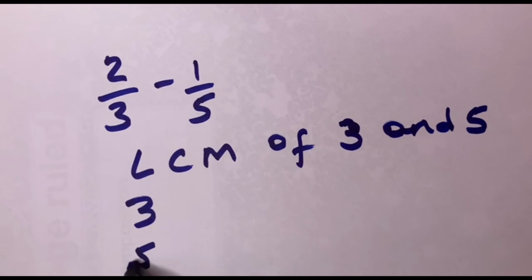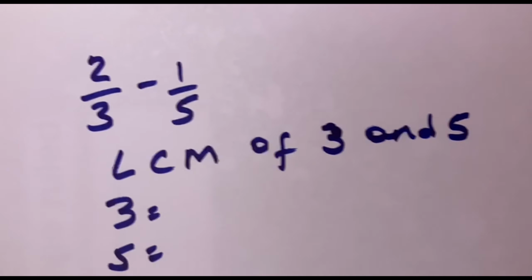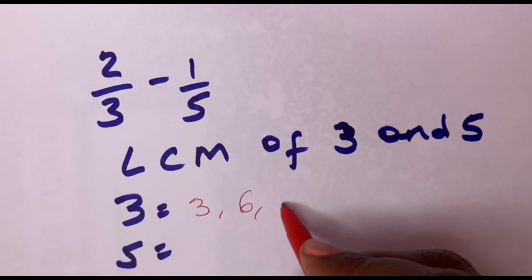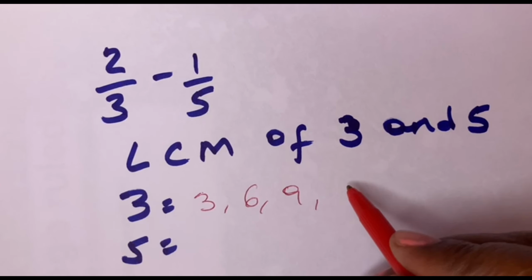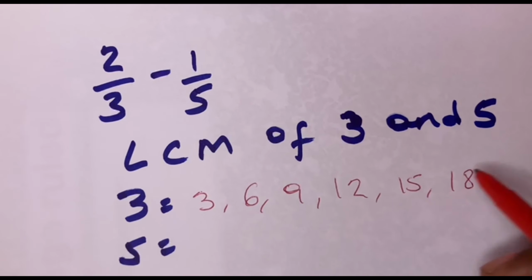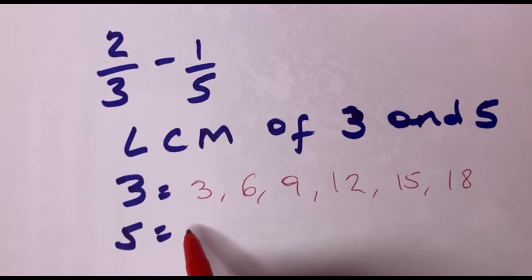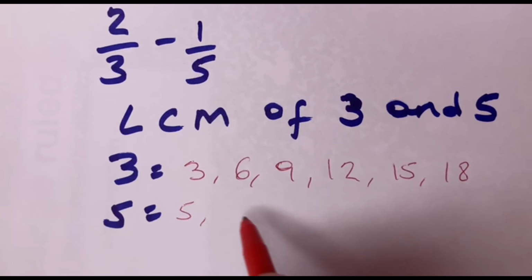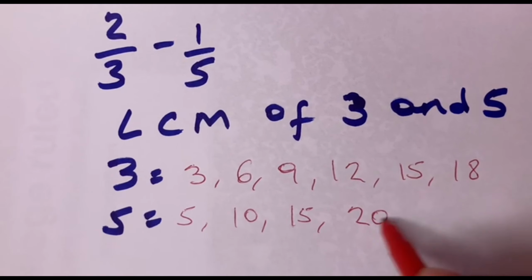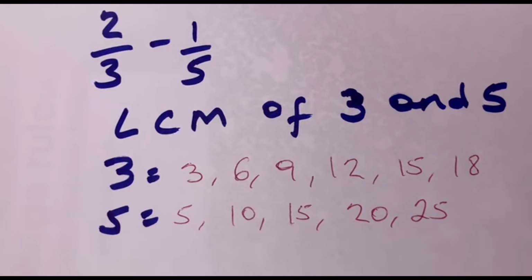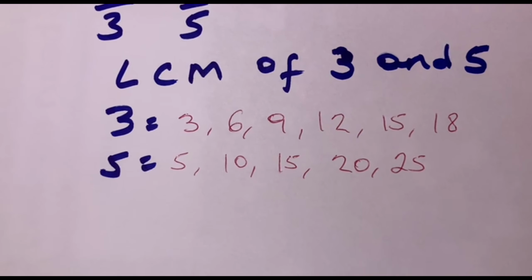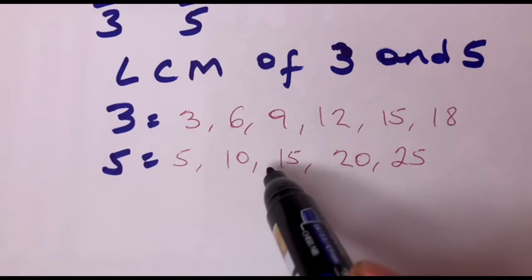So 3, 5. 3 times 1 will be 3. 3 times 2, 6. 3 times 3, 9. 3 times 4, 12. 3 times 5, 15. 3 times 6, 18. Okay, let's go to 5. 5 times 1 is 5. 5 times 2, 10. 5 times 3, 15. 5 times 4, 20. 5 times 5, 25. Okay. So the LCM, or least common multiple, common to both is 15.